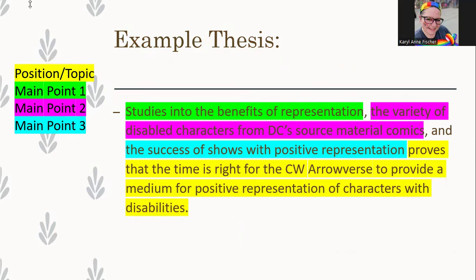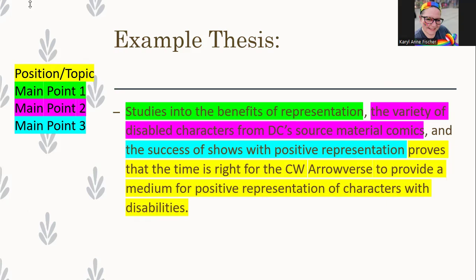So let's look at an example that's broken down. This is one from a paper that I would write on why we should have more disabled characters in the Arrowverse shows. My position topic is highlighted in yellow, and then the main points are highlighted. The first one is in green, second one is pink, and the third one is blue.